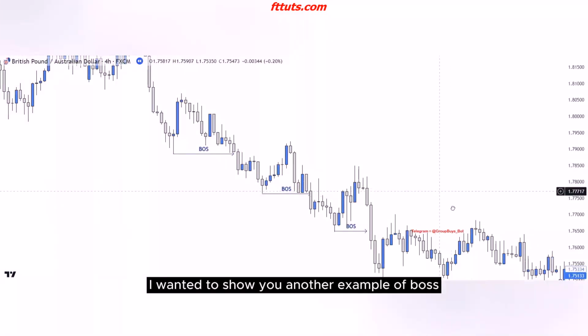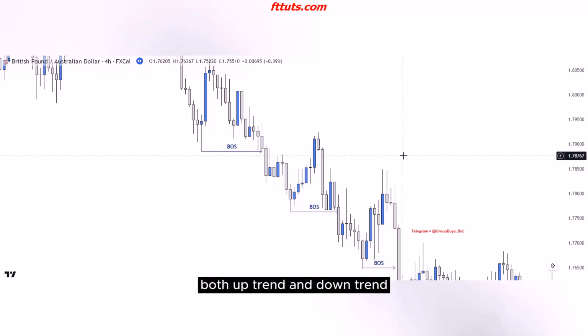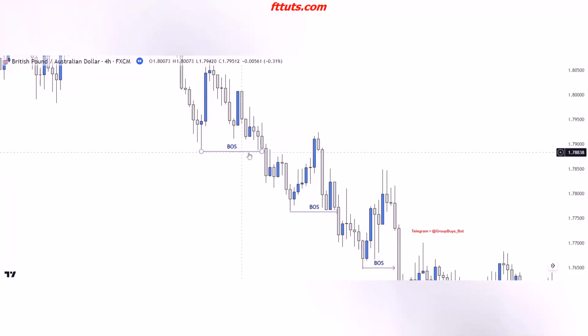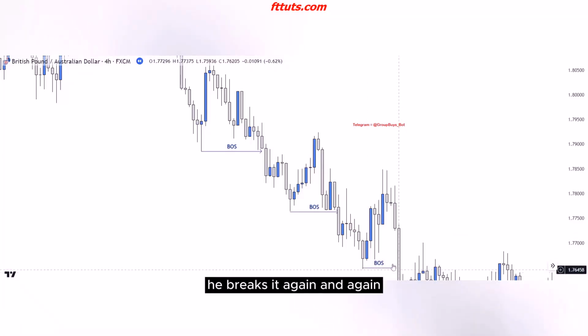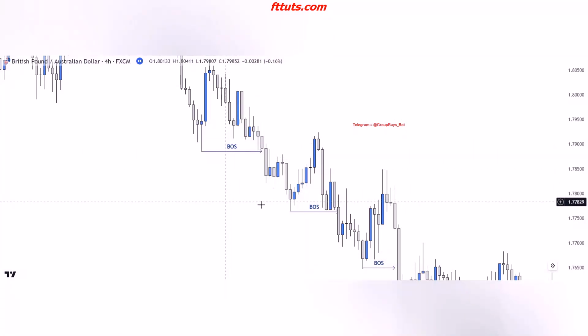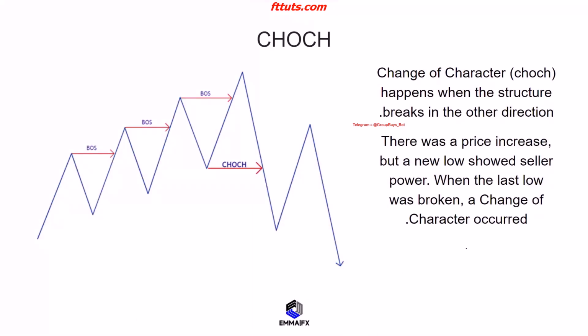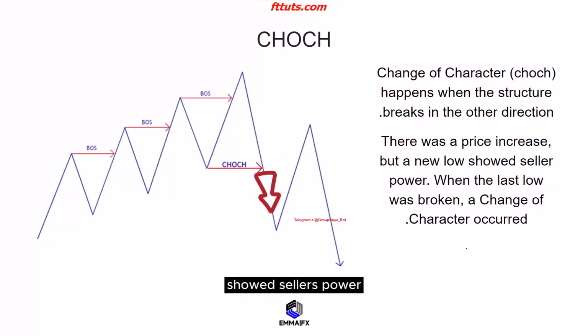I wanted to show you another example of BOS. Of course, it applies to both sides, both uptrend and downtrend. Here too, there is a return of the trend. It breaks again and again, creating a downtrend with each BOS break. A change of character happens when the structure breaks in the other direction. There was a price increase, but a new low showed the sellers' power. When the last low was broken, a change of character occurred.